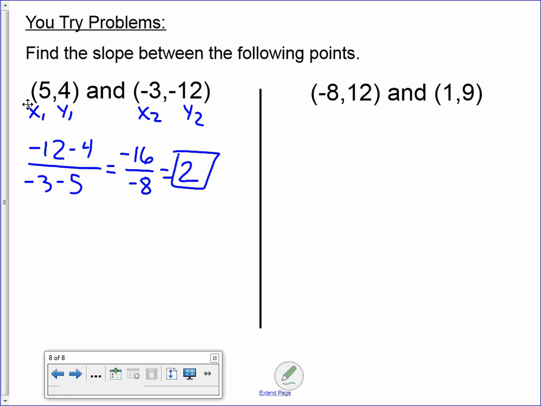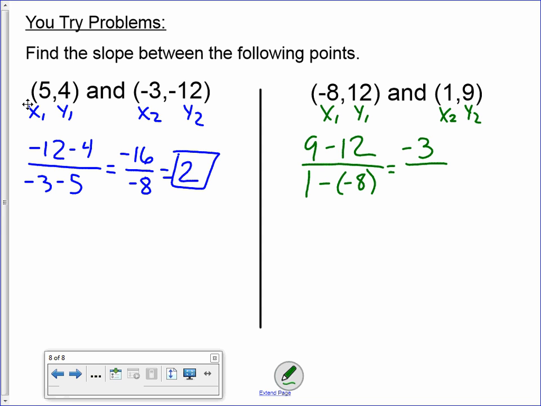For the final one, you have x1, y1, and you have x2, y2. When I plug them into the formula, it should have been y2 minus y1 over x2 minus x1. 9 minus 12 is negative 3, and 1 minus a negative 8, which is really 1 plus 8, gives me positive 9. Negative 3 over 9 can reduce to negative 1/3 as your final slope. That should have been your answer here, negative 1/3.